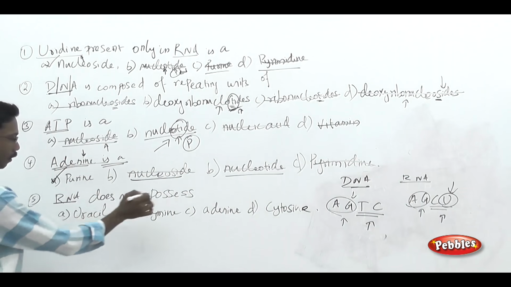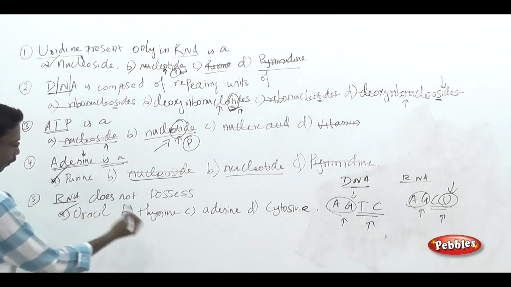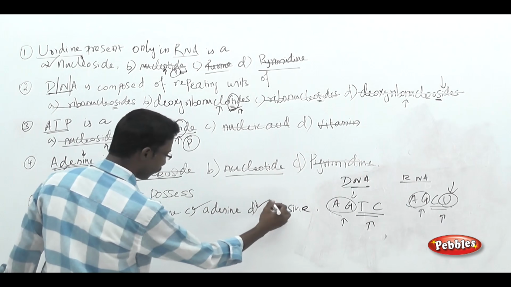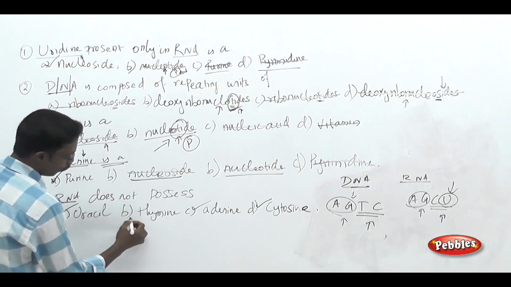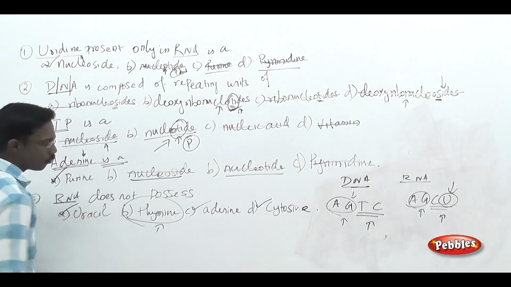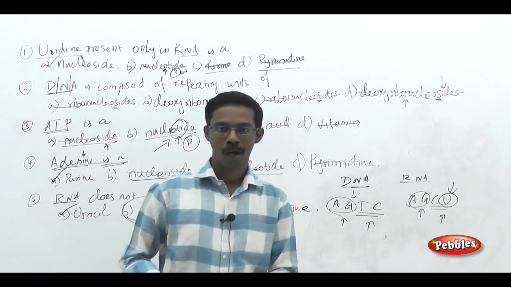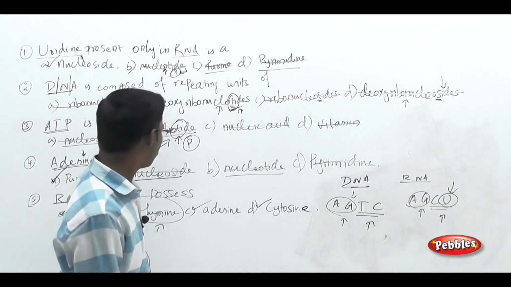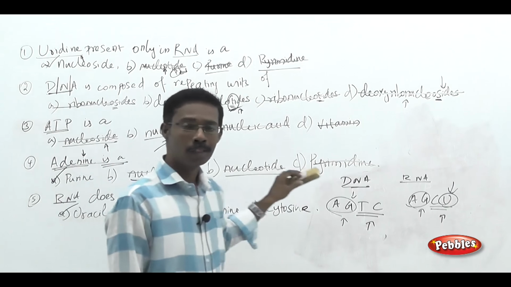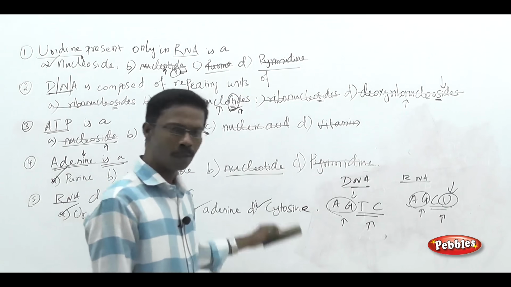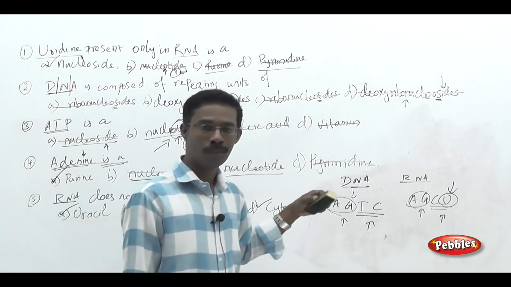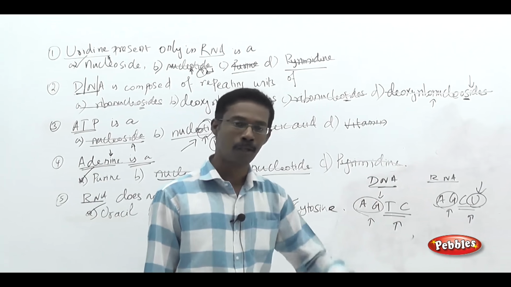So RNA does not possess... uracil is there, adenine is there, cytosine is there. So the answer is thymine. Thymine is absent from the RNA structure, ribonucleic acid. This is how you can expect questions from the nucleic acid topic, and we are going to continue with the patterns of questions we can expect from this topic.